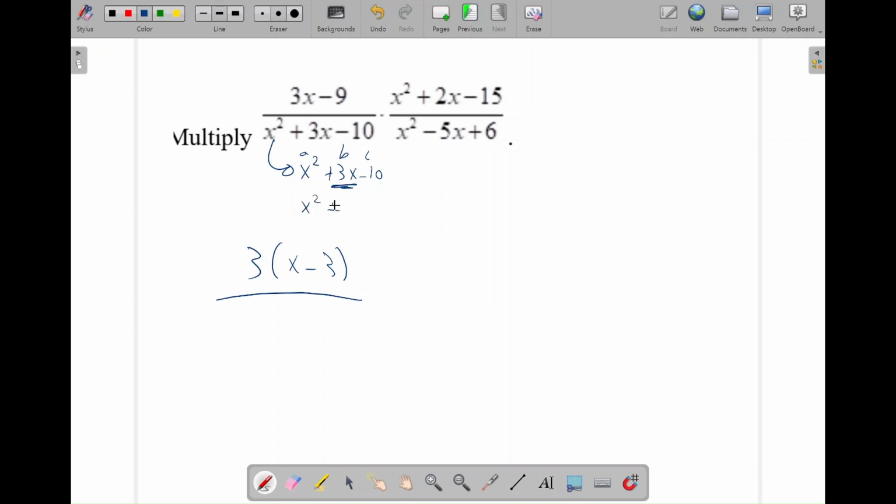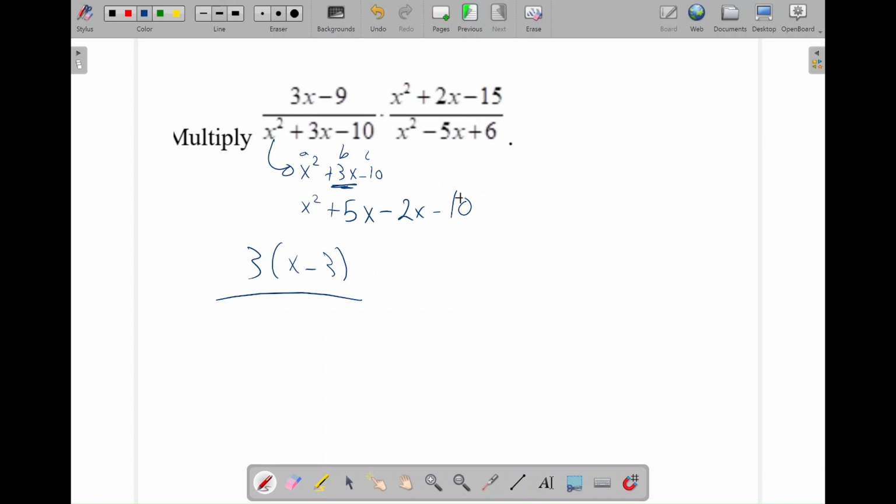x squared. We keep a the same. We split b into 2 numbers that can add to make b, but can multiply to make c. So, what 2 numbers can do this? So, 5x and minus 2x. Plus 5x minus 2x minus 10. You can see now. Plus 5 minus 2 will give me plus 3. So, they did add up to the b.